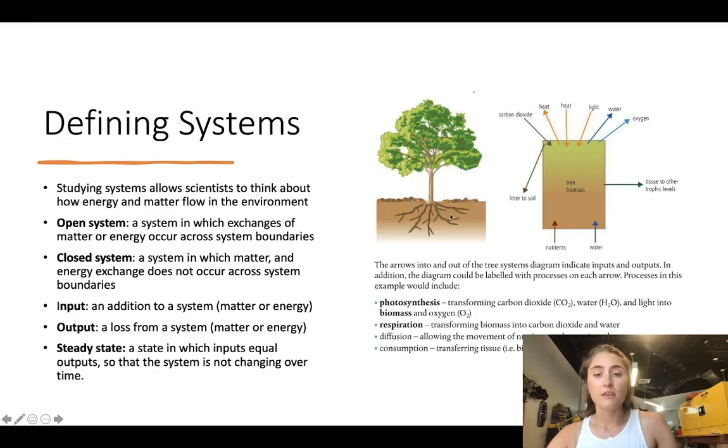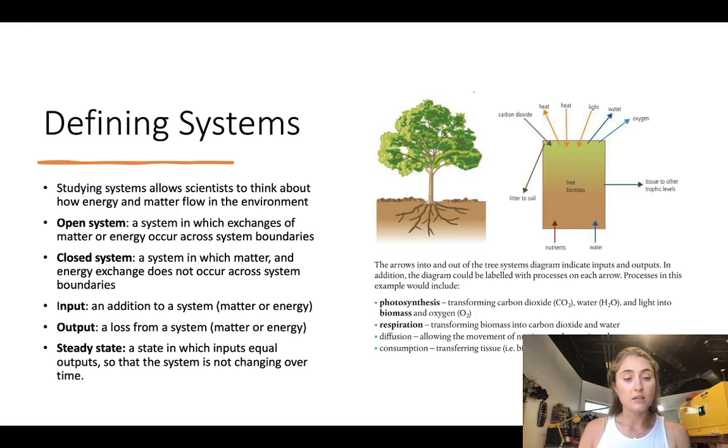So for instance, if I say this tree is the system, it's going to be an open system because I'm going to see an exchange of inputs and outputs happening across the system boundaries with its surroundings. This shows you what those inputs and outputs are. The inputs are going to be heat and light and nutrients and water. All of that is going to go into supporting the tree, and the tree is going to give off oxygen, it's going to give off water, it's going to give tissue to other trophic levels, it's going to give decomposition to soil. Those are the outputs. So in an open system, we see this exchange of matter in and out, in and out, in and out.